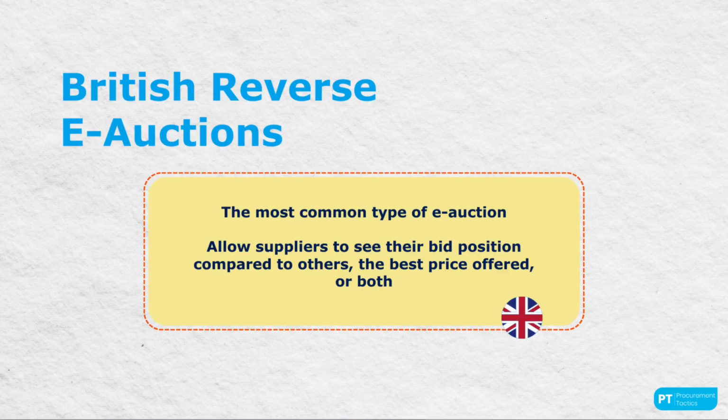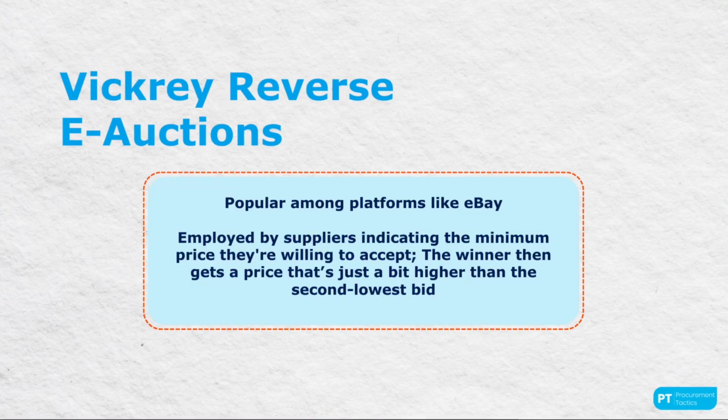British reverse e-auction. The most common type of e-auction, the British reverse e-auction, allows suppliers to see the bid position compared to others, the best price offered, or both. In setting up a British reverse e-auction, you have the power to choose what information is made available to them, and you also have control of the auction step, or the minimum amount a supplier can place between 2 successive bids. Different setups can be employed to achieve different results, so experimenting with various strategies is encouraged.